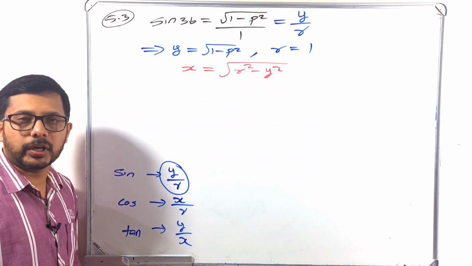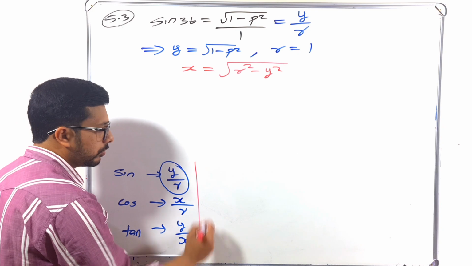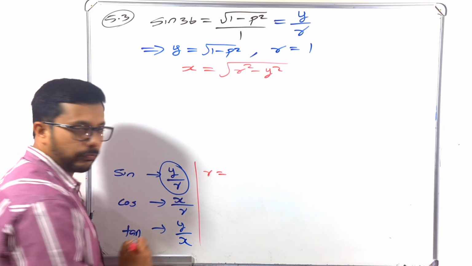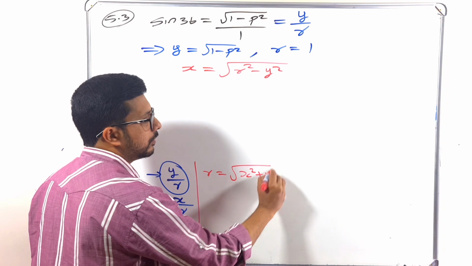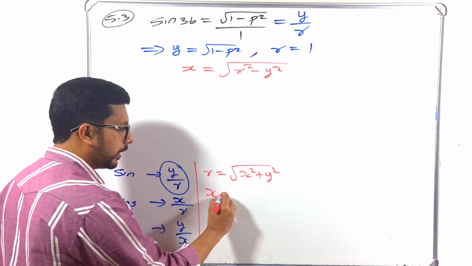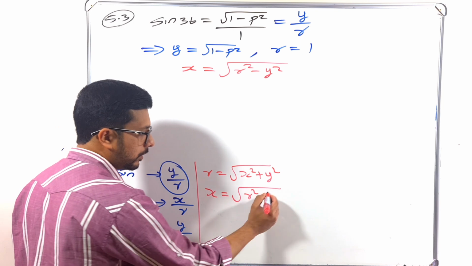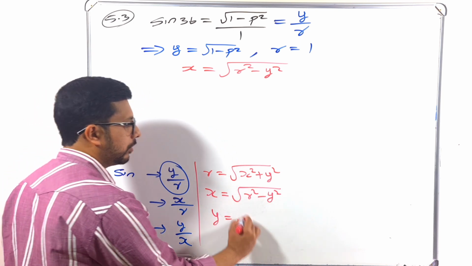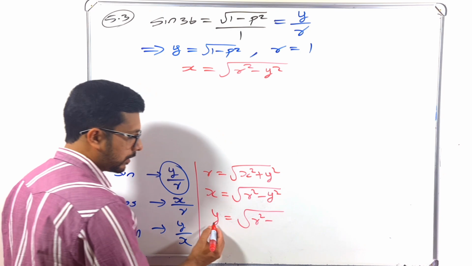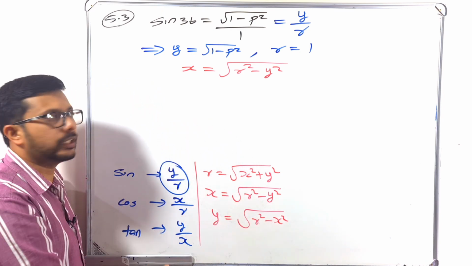That is how you want to find x. There also you have to know this thing. If you want to find r, what is the formula? Root of x square plus y square. If you want to find x, root of r square minus y square. For y, root of r square minus x square. You have to remember this formula, then it is easy.